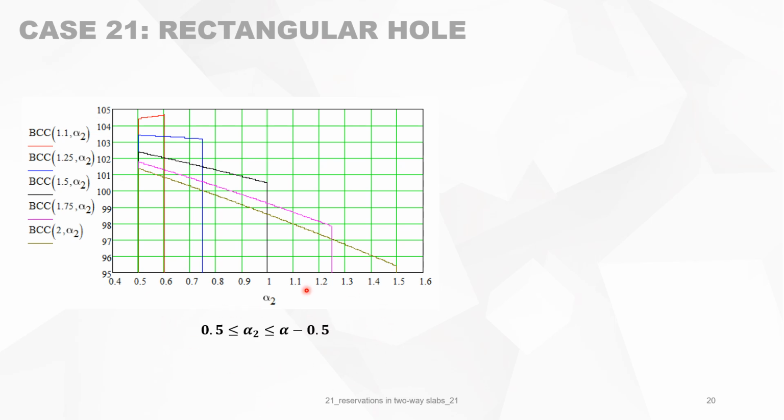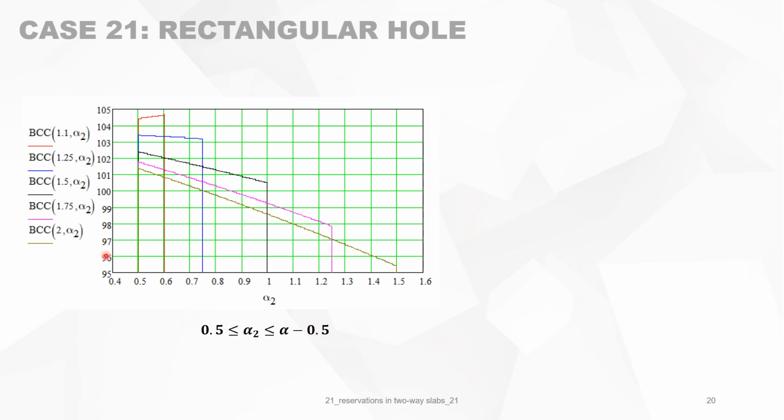There's a condition, in this particular case of type 21 reservations that we are studying, that according to the previous slide alpha 2 must be between 0.5 and alpha minus 0.5. It means that the validity of each function here, like stated there, depends also on the factor alpha. That's why you see suddenly a drop. So for instance, for alpha equal to 1.1, it is only valid in this portion, and when alpha 2 is bigger than 0.6, it's not possible anymore.